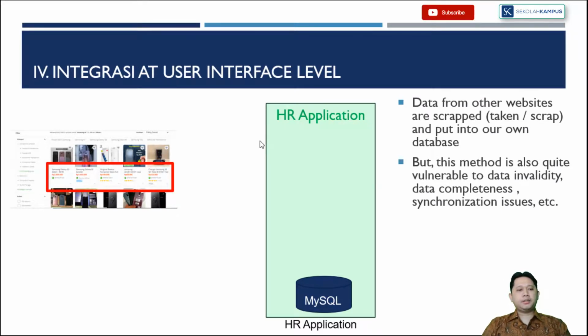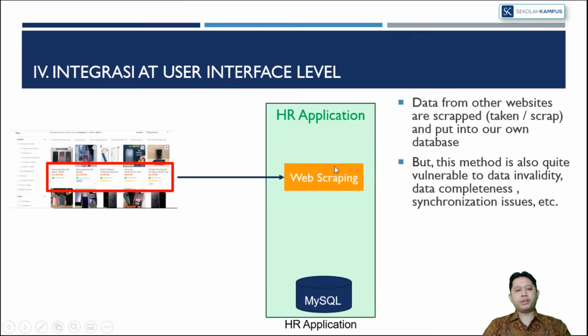Data from another website can be scraped, or taken. We can say we use web scraping, for example. This is an example of technology to scrape or take information from the user interface level. After scraping, we can save or store it in our database.